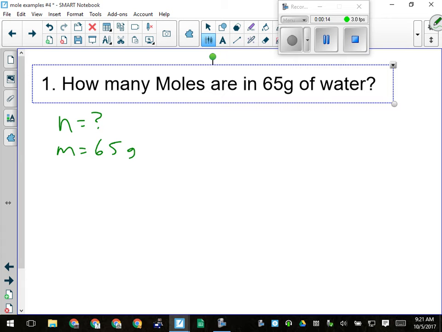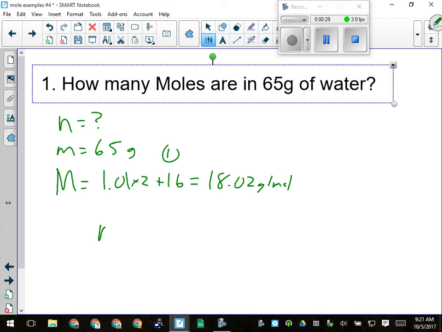It's 65 grams. We know the molar mass of water because we can calculate it from the periodic table. 1.01 times 2 for our 2 hydrogens plus 16 for our single oxygen is 18.02 grams per mole. You get 1 mark for that. Next thing we have to do is plug into the formula because it requires no manipulation. Mass divided by molar mass: 65 grams divided by 18.02 grams per mole.